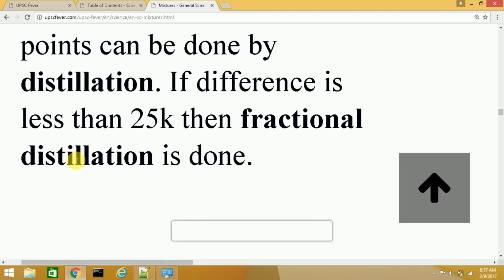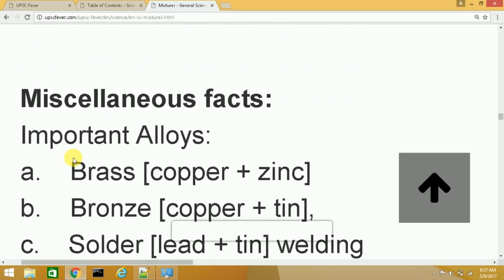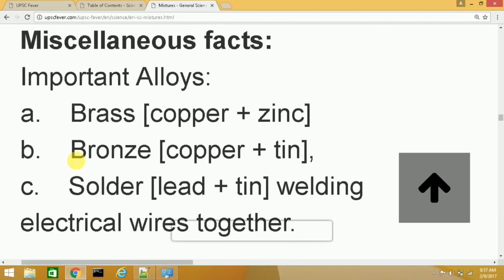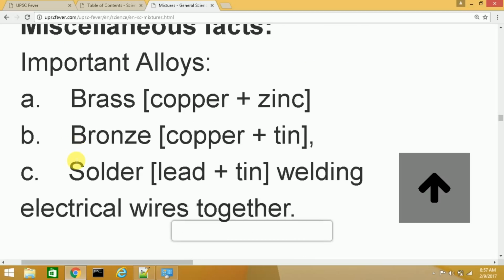With that this chapter is over. Certain miscellaneous facts are given, you can note them down. Important alloys: brass is an alloy of copper and zinc; bronze is copper and tin; and solder is a very important alloy used for welding electrical wires together. A soldering iron is an example.